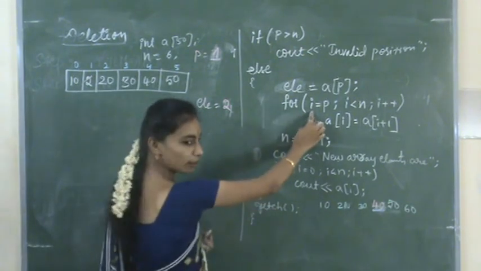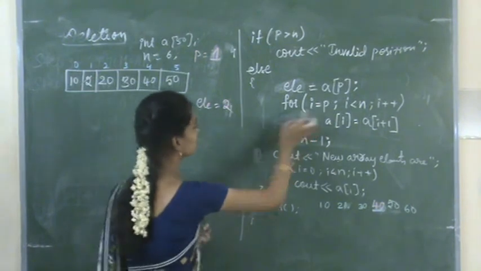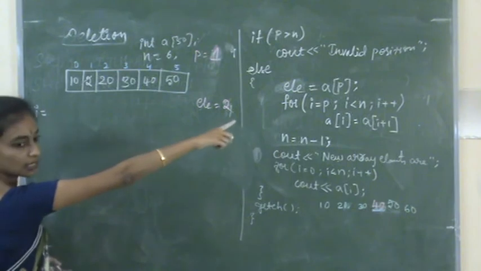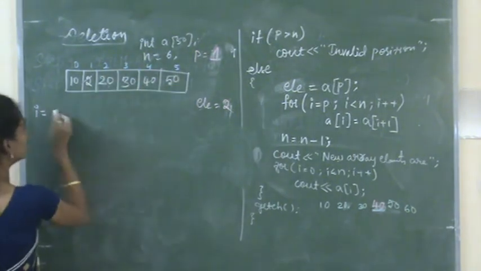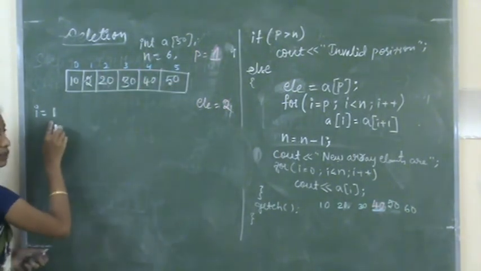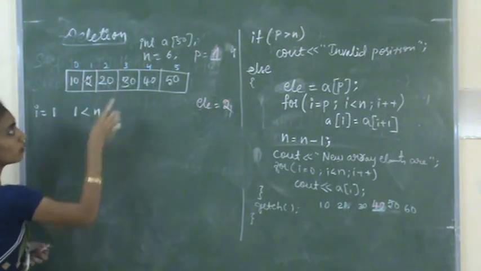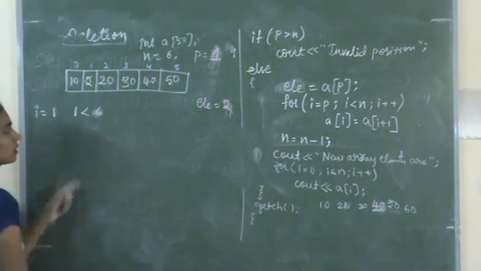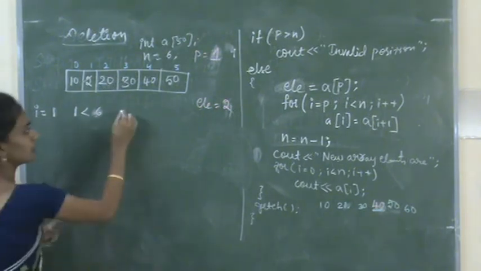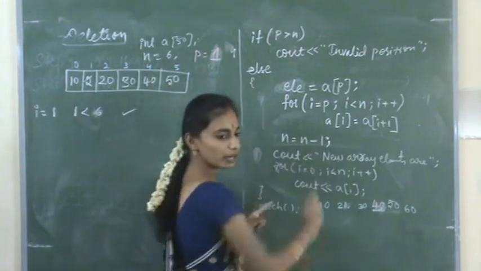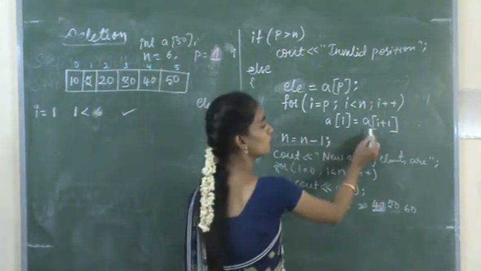So now what will I do? I will go for the for loop. So i is equal to P. So what is the value of P? That is 1. So i becomes 1. So next, 1 less than n. What is n? 6. 1 less than 6 is true, right? So it is true. Now it will enter into the for loop.